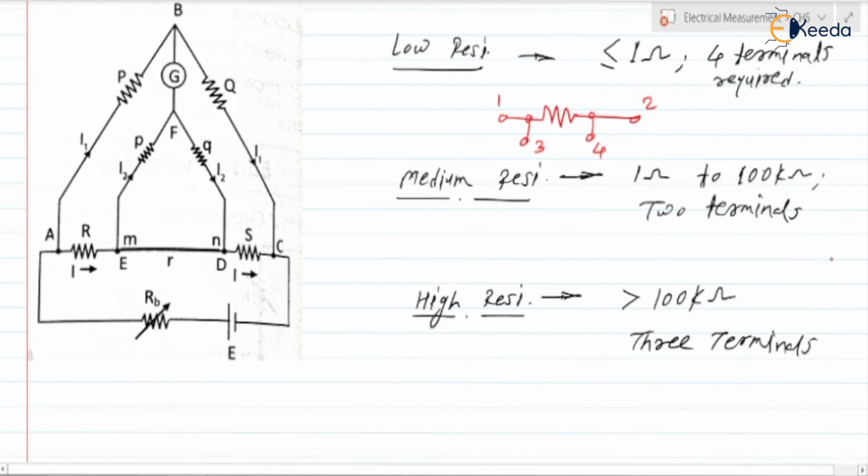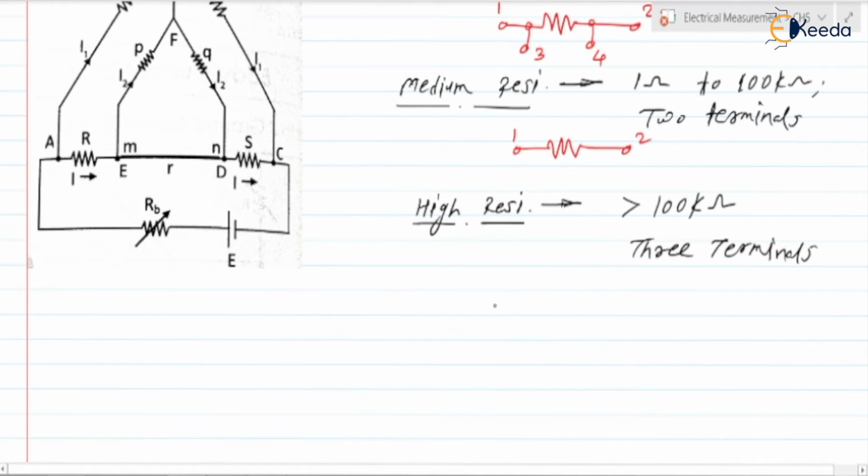For the medium resistance measurement, it is general purpose, simple, so we have two terminals, terminal 1 and terminal 2. For a high resistance, we require three terminals. The third terminal is for measurement of leakage current; it is a guard terminal, terminal 3, used to eliminate the leakage currents.